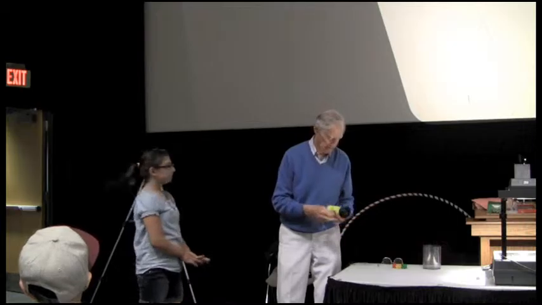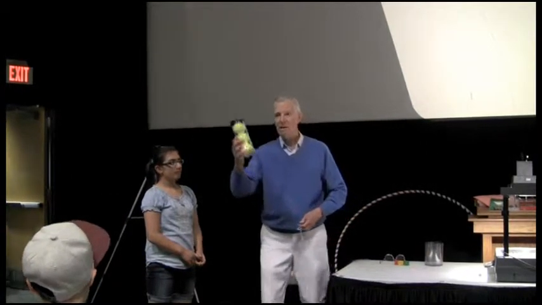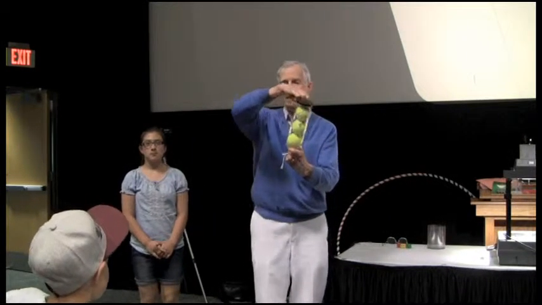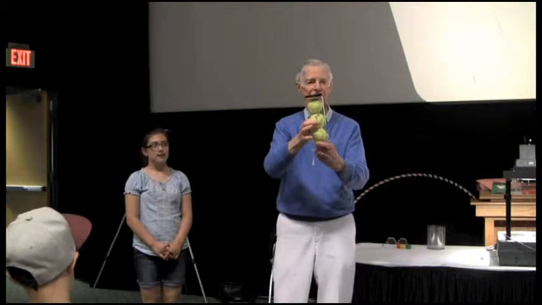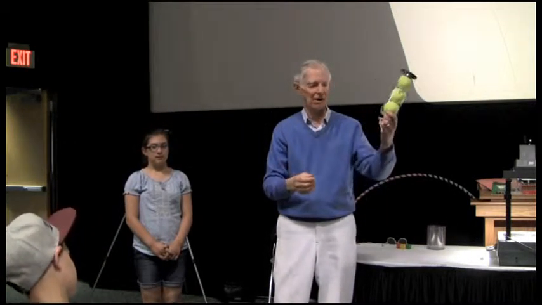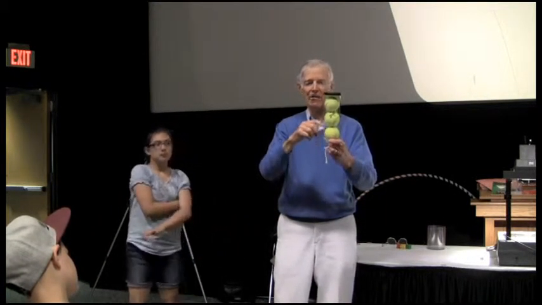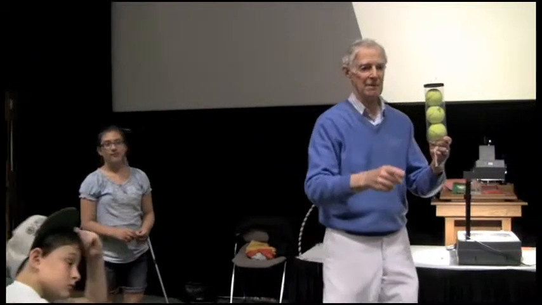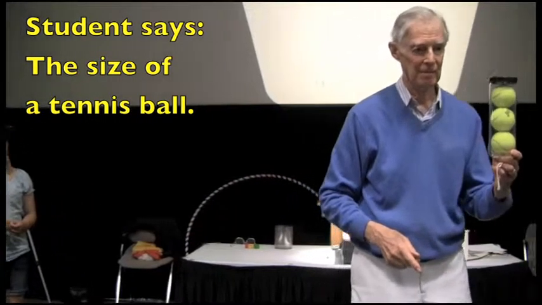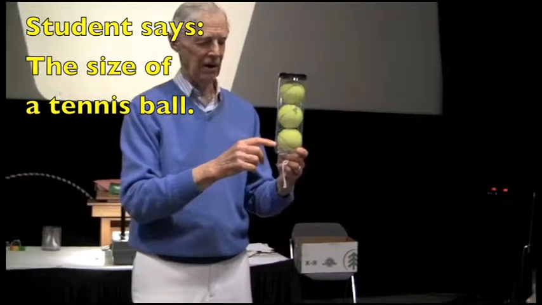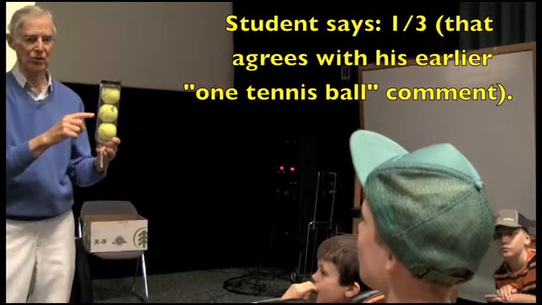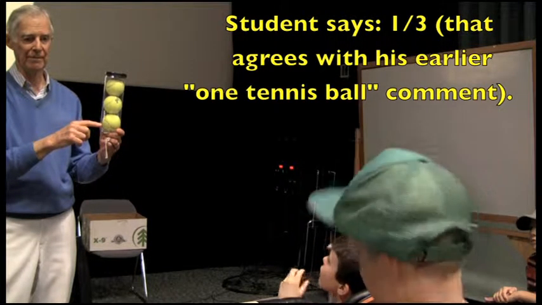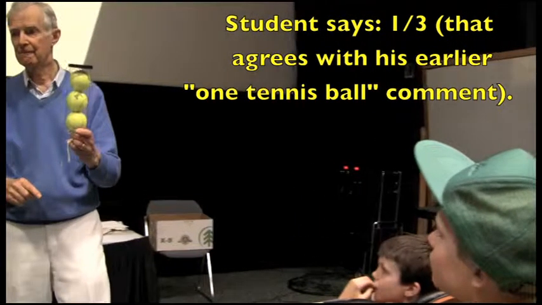Here's a question I have. If I put a string around this can, completely around the can, so it just fits, and then took the string off. I got the string right here. How far up the can would the string go? What do you think? Size of the tennis ball. How far up would it go? Two-thirds? One-third? Only go up one-third of the way?